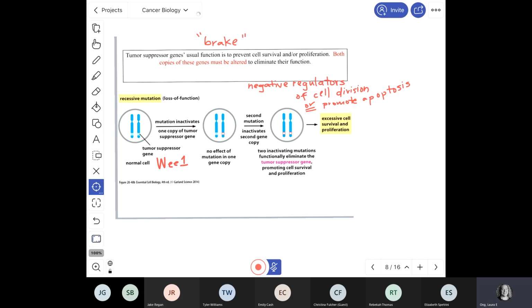So if we compare this to the waiter example, maybe you've had a job like this where somebody just doesn't come in that day, and then the other person has to work twice as hard, but they technically can cover for that. Technically, they can keep the brakes on cell division. But if you lose both copies of a negative regulator, now there's definitely not enough to get the job done. And if you've got 2 inactivating mutations, that removes the brake.